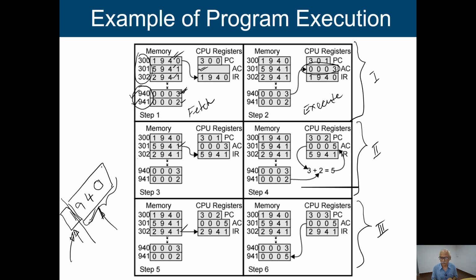Now here we are doing some operations, and finally after completion, you just see that in location 941 we are going to get 5. The initial values before starting the execution are 3 and 2, but after completing the execution of these 3 instructions, the contents of memory location 941 become 5.